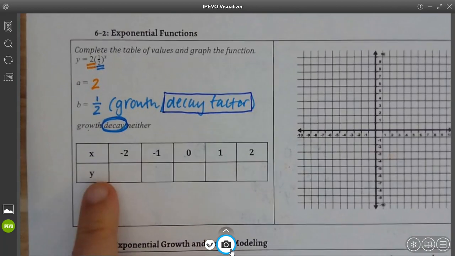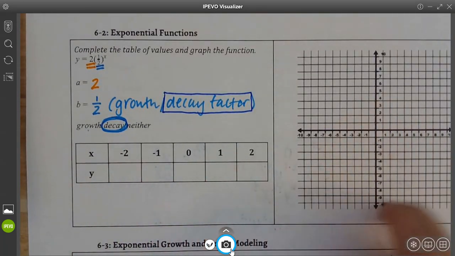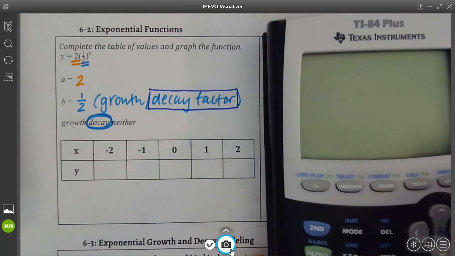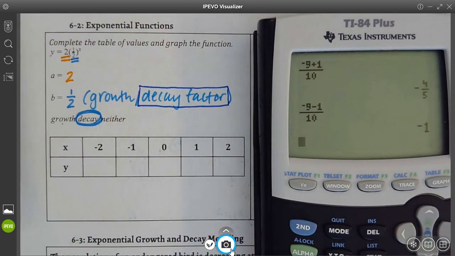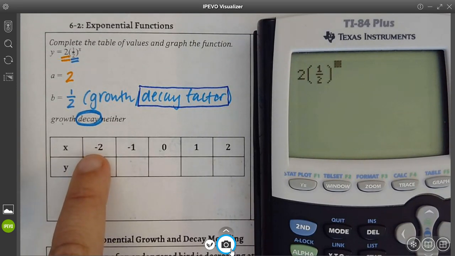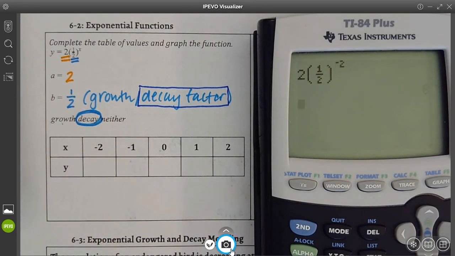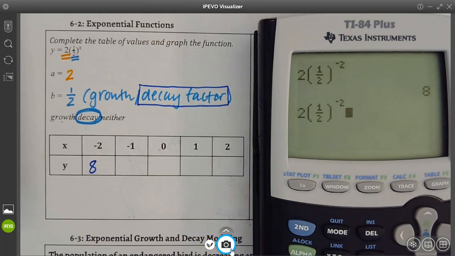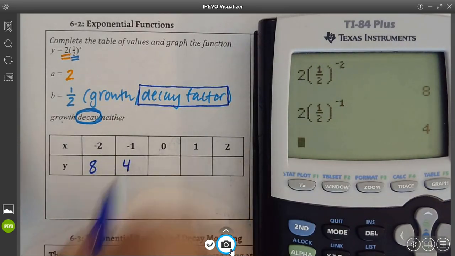Now, to find or fill in the rest of this table to get the points that we can graph, I am going to use my calculator. So this is something that you can use on the Desmos calculator on the computer, or if you have a calculator handy. I'm going to take my equation 2 times 1/2 to the x. And I'm just changing the exponent every time. The first one I want to simplify for is when x is -2, and it tells me that is 8. I'm going to copy this down, and I'm just going to change this to a -1. That tells me that it's 4.